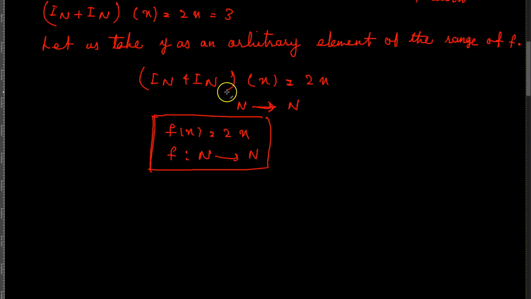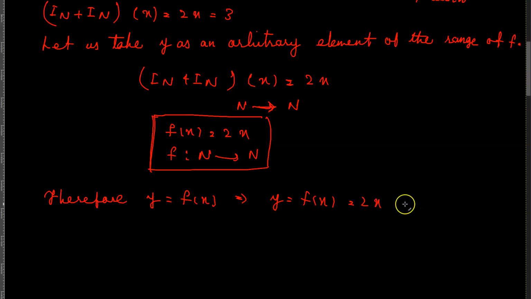So if that is the case, therefore y is equal to f of x, because f of x is all of the elements in the range of your function, of course. Which means that if y is equal to f of x, then y is equal to f of x is equal to 2x, which means that y is equal to 2x, and then that means x is equal to y divided by 2, right?